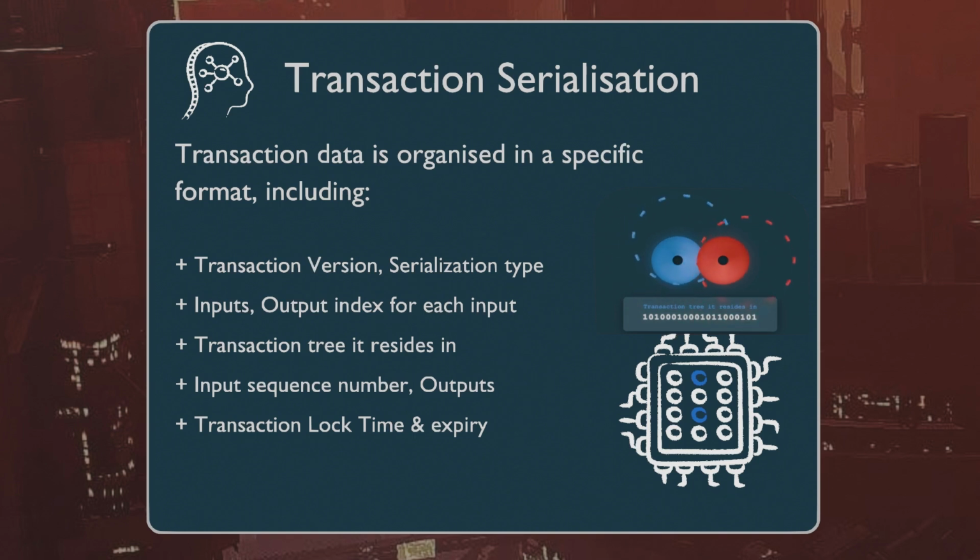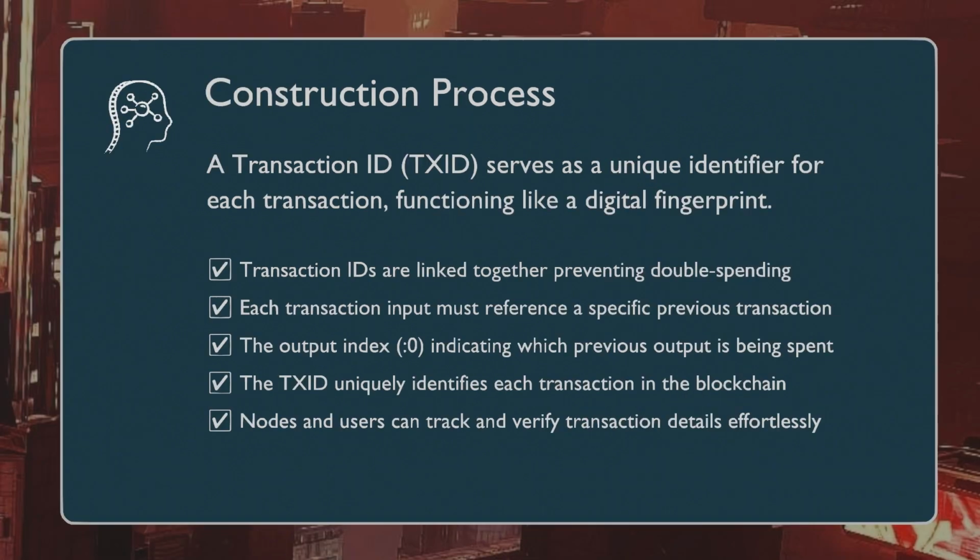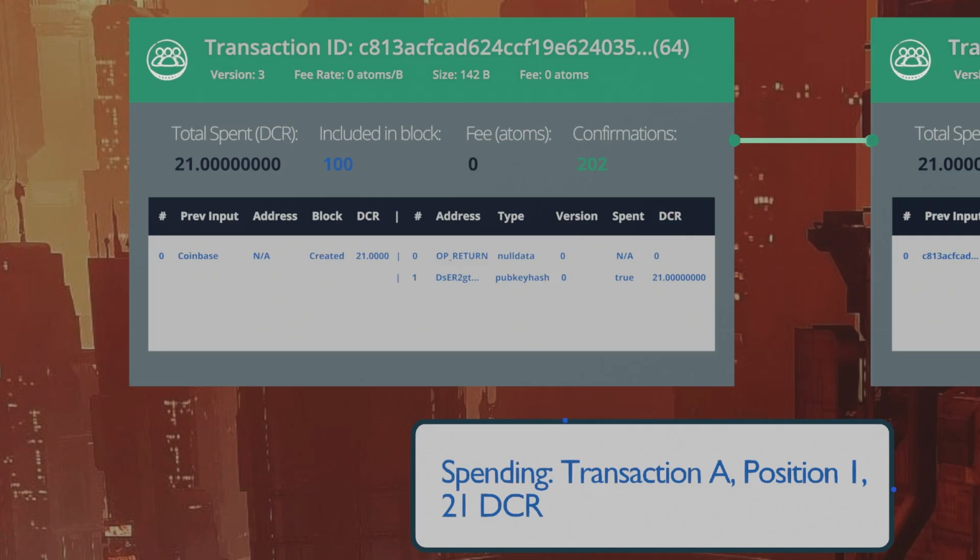Change even one tiny detail, and you get a completely different transaction ID. That's the beauty of cryptographic hashing. Now here's where it gets interesting. Transaction IDs don't exist in isolation. In Decred's UTXO system, they form an unbreakable chain of ownership. Think of it like a digital relay race where each runner must clearly identify who handed them the baton.